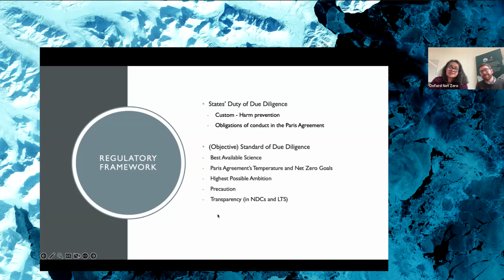All of this suggests that, as I said, there is a regulatory framework that applies in relation to CDR as well. Although CDR is not explicitly regulated, it is implicitly regulated by this international regulatory framework. I'm going to pass it on to Ewan to talk about the application of this due diligence framework to CDR.